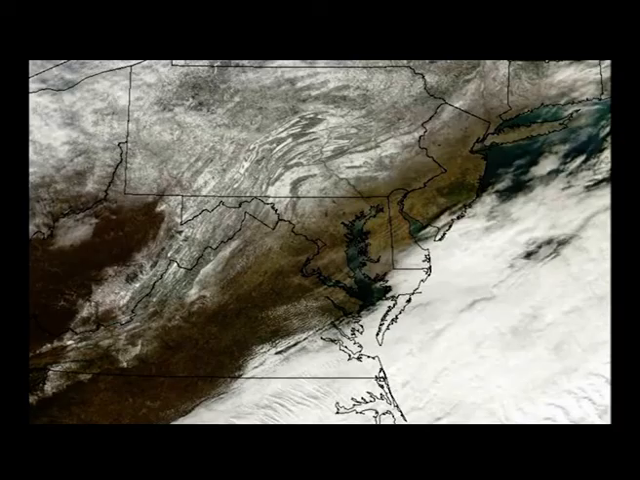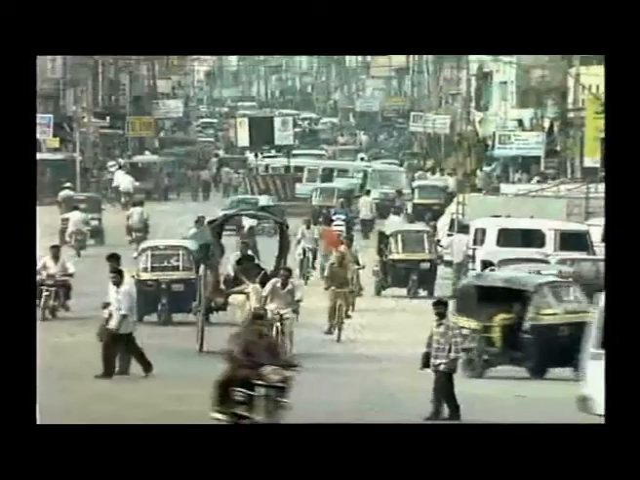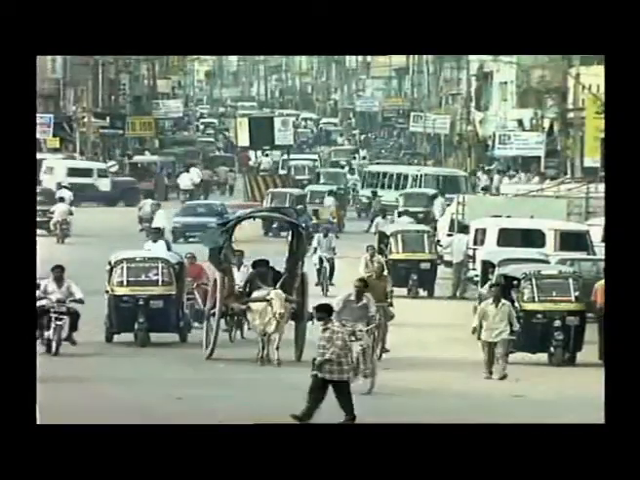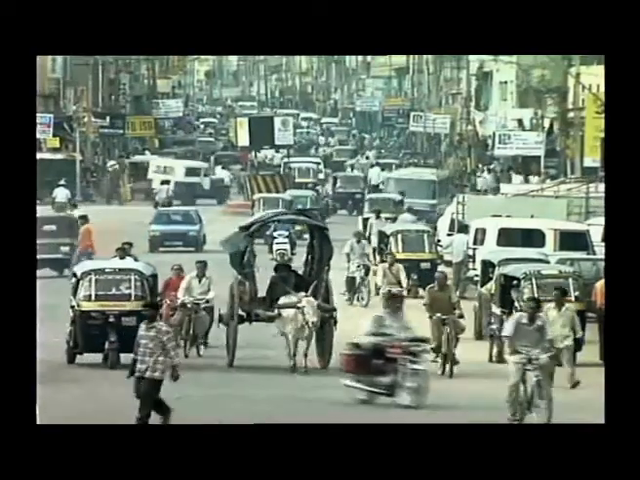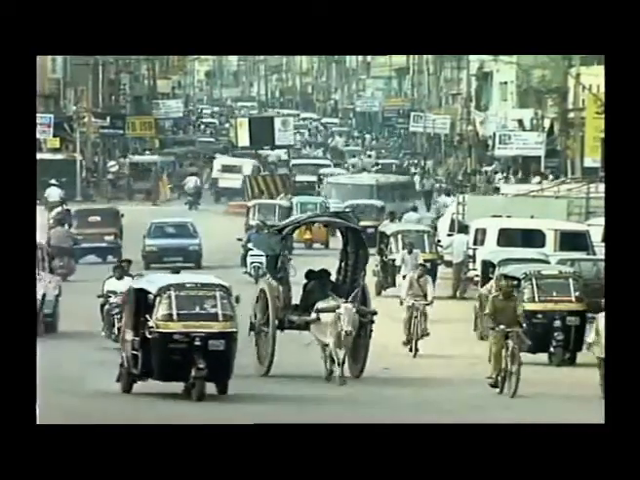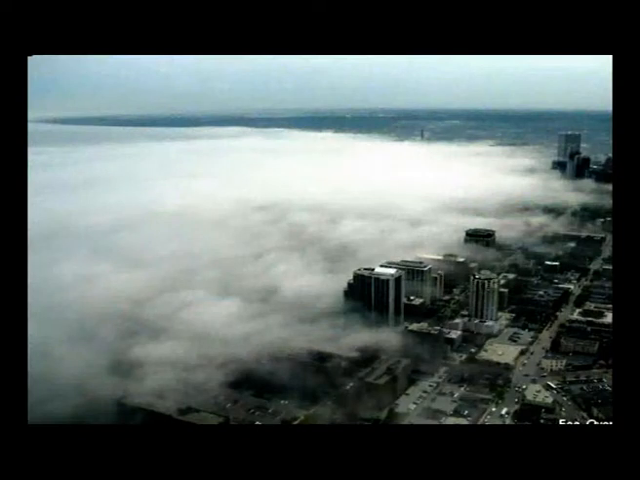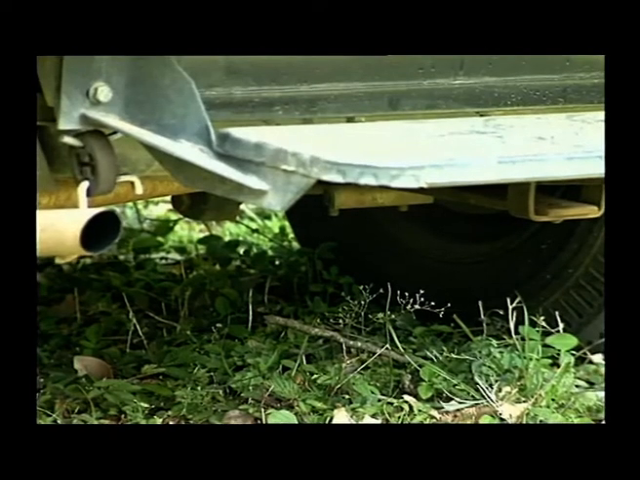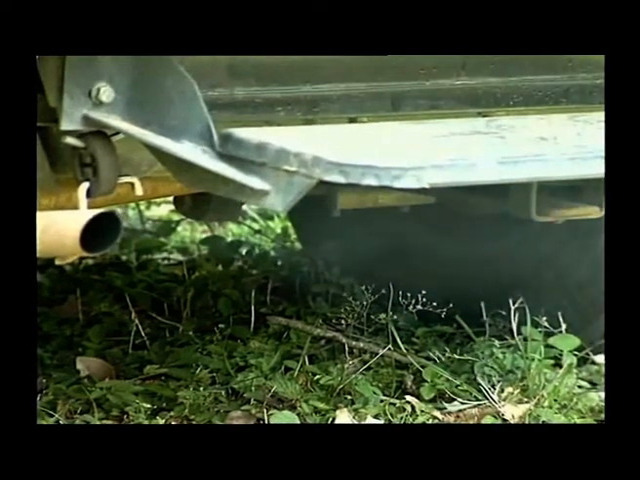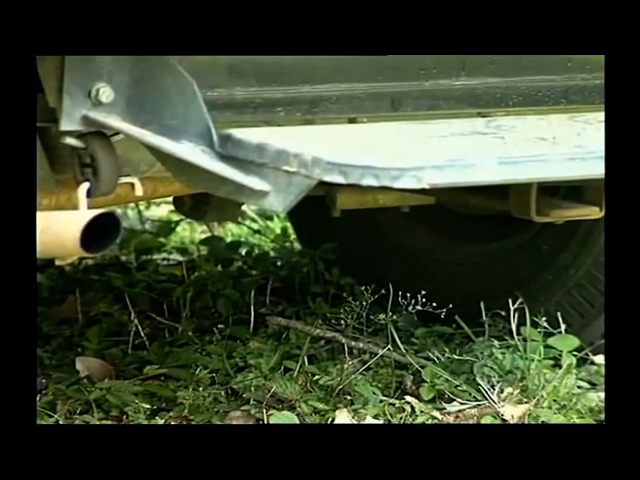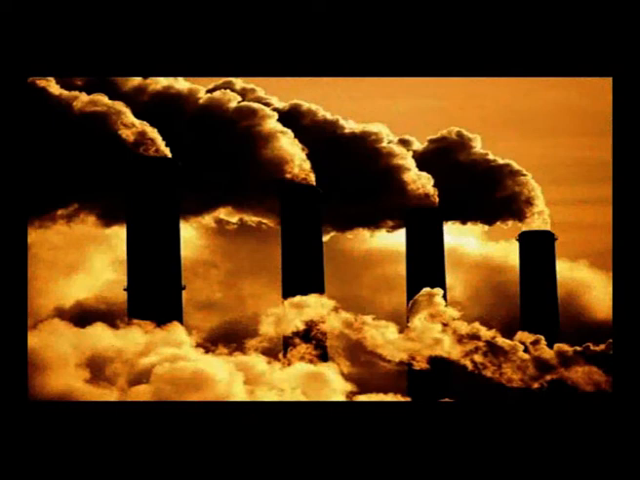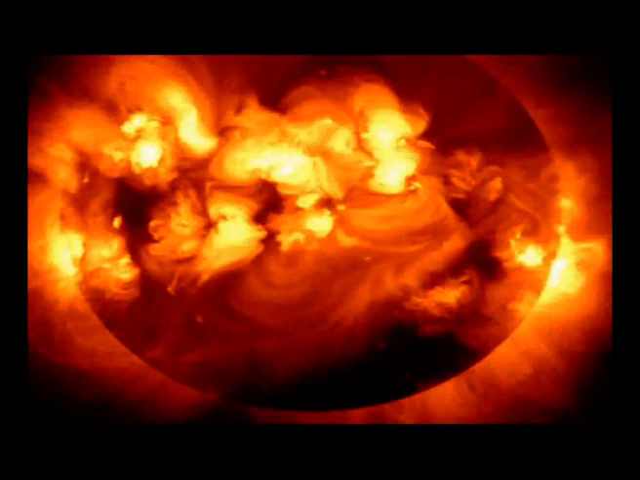Now, let us see the effects of inversion. One of the most harmful effects of inversion is that it traps pollution close to the ground, trapping the smoke. In places like Los Angeles and Salt Lake City, there is a real problem because of all the emissions from vehicles, power plants and other factories or heat sources added to the atmosphere.